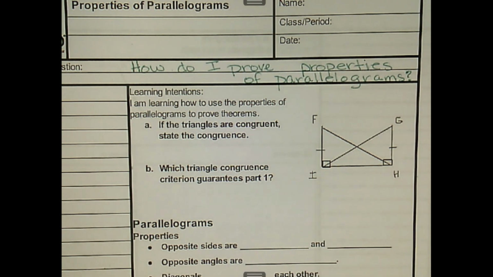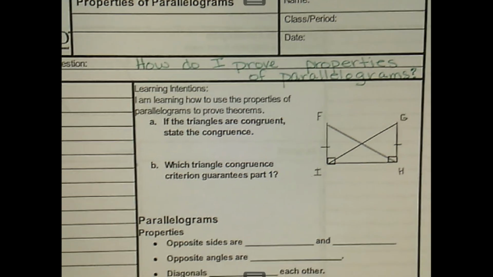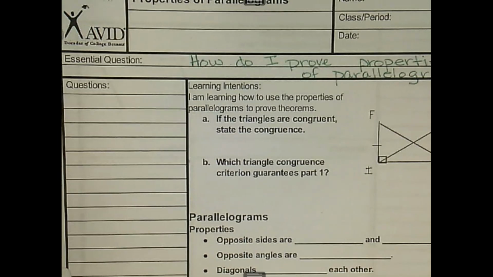State if the triangles are congruent, state the congruence. Which triangle congruence criteria guarantees part 1? Pause the video and see if you can figure it out. I do hope you try it on your own. Remember, we've got those 5 triangle congruencies.